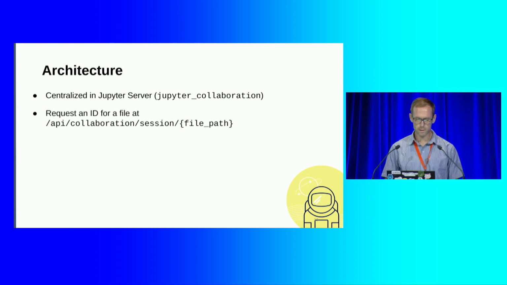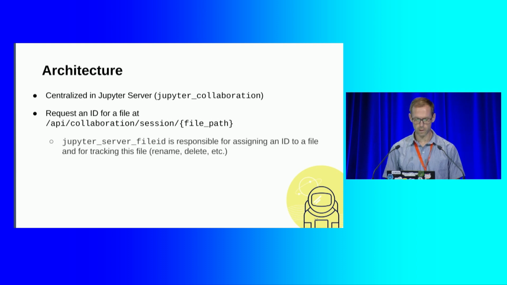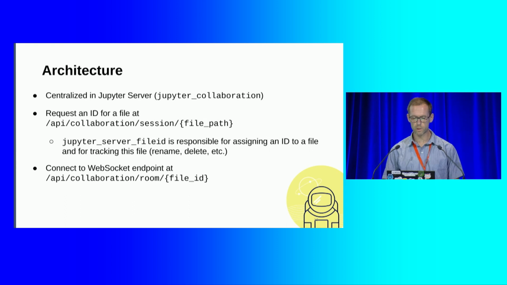So the way it works is that you first need to request an ID for a file, because we don't want to work with file paths as is, because these files can be renamed or deleted or whatever, and we need to track these changes too. So that's the responsibility of the Jupyter Server File ID package. So you request an ID for a file path, and then you only deal with this ID in the future. The next step is opening a WebSocket to the server with this file ID.